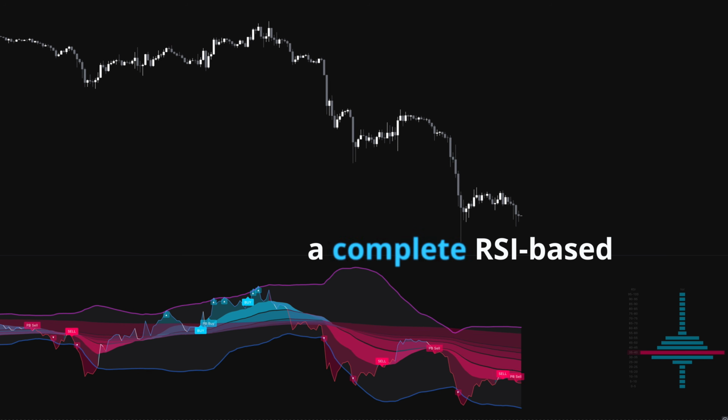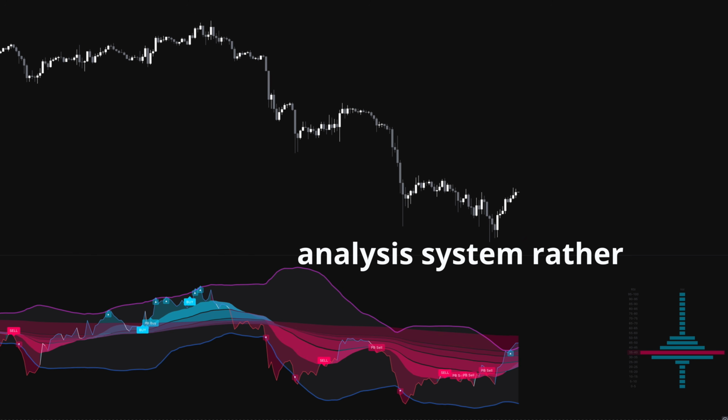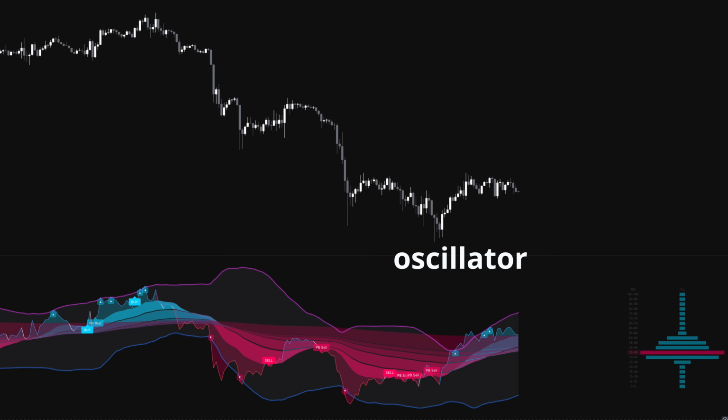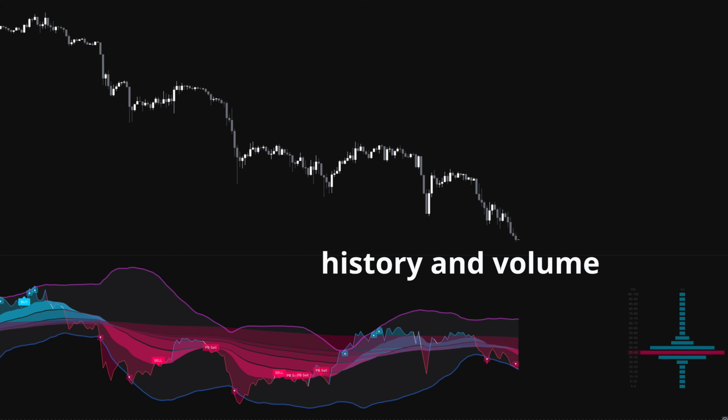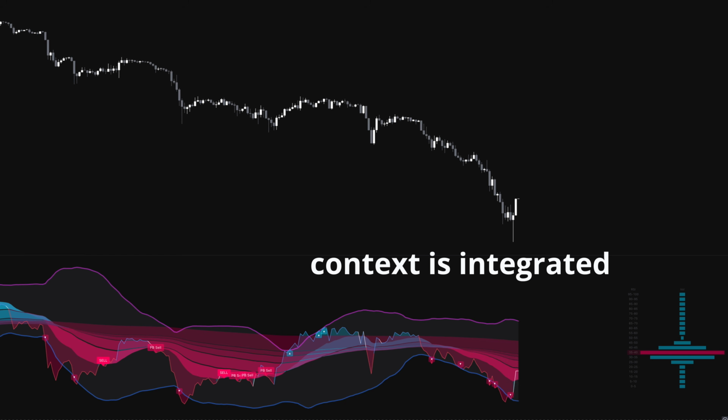The result is a complete RSI-based analysis system rather than a standalone oscillator. Every layer, momentum, structure, signals, history, and volume context, is integrated into a single indicator.